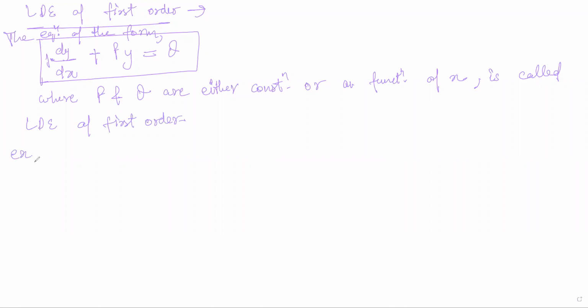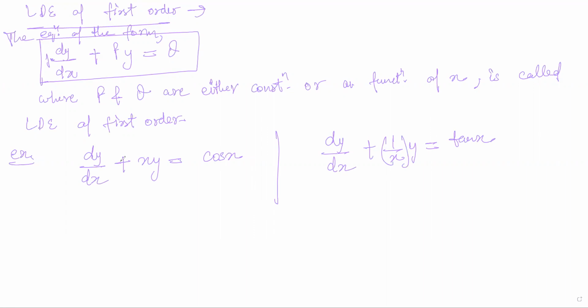Some of the examples are dy by dx plus x into y is equal to cos x, or dy by dx plus 1 by x into y is equal to tan x. And these are the examples. You can easily observe that the highest order is first. There is no term containing y into dy by dx. The power of y is also 1. Now, how to solve them?